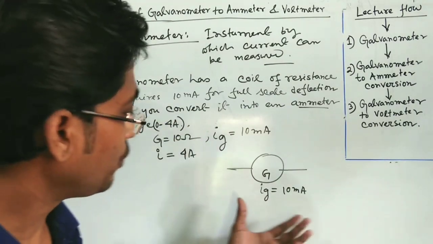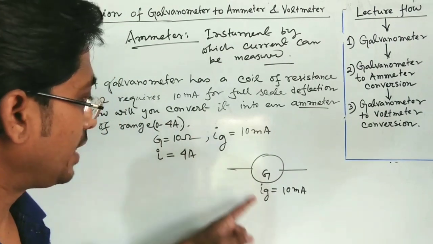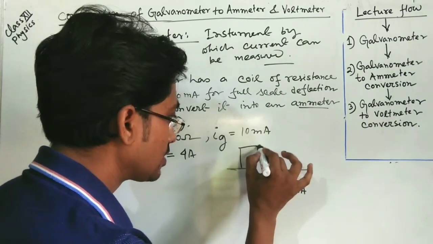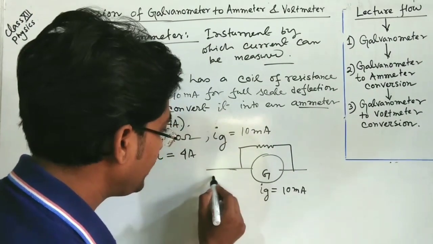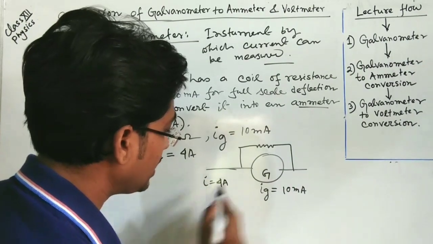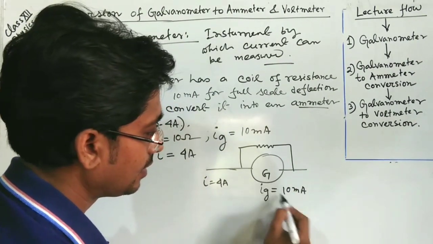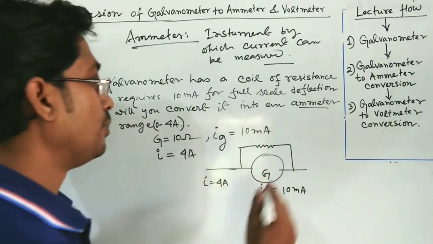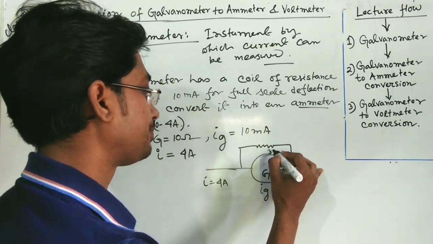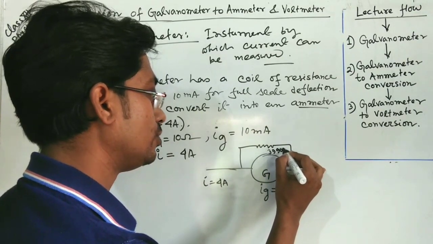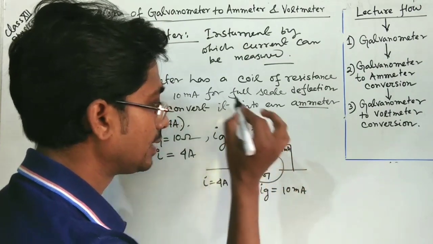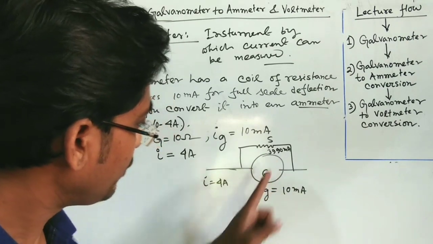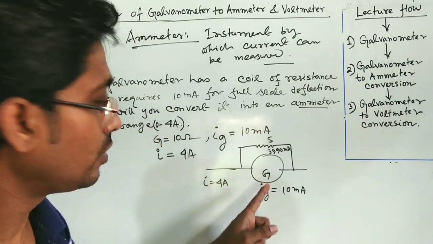So if you want to measure a maximum of 4 ampere current by this galvanometer, you must attach one shunt here. If the current I, 4 ampere, is coming here, then the remaining amount of current, since 4 ampere is 4000 milliampere, will be 3990 milliampere, and that current will pass through S. And 10 milliampere flows to the galvanometer.